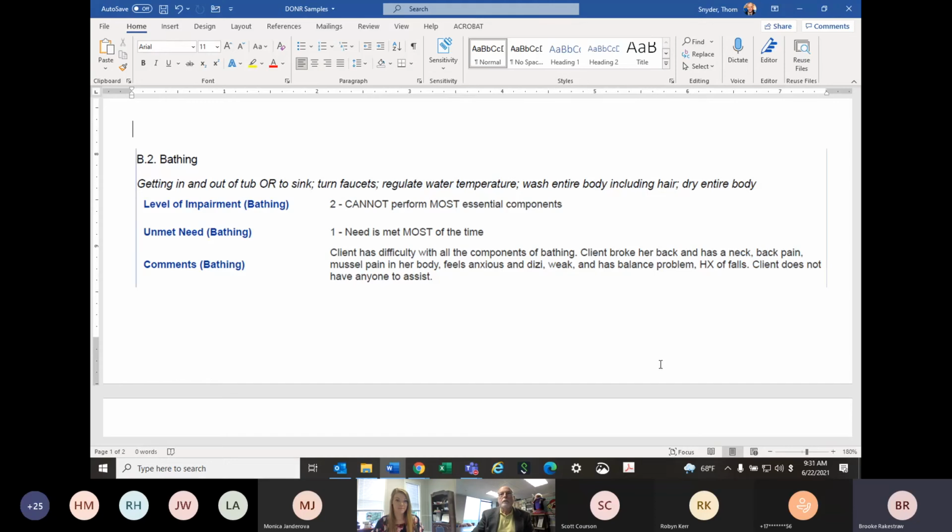Other thoughts? It said the client does not have anyone to assist and the need is met most of the time. So it needs more explanation around that. If she can do it, there has to be a sentence about that. And if she cannot do it, then the unmet need should be probably 3 or more. I mean, 2 or more. Okay.